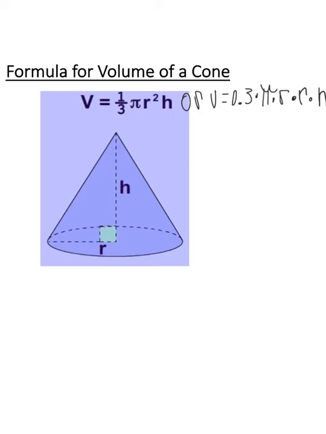All right, here's the formula for volume of a cone. It is volume equals 1/3 pi r squared times h, or you can use this version. I think it's easier for your calculator. You should be writing this down, which is volume equals 0.3 times pi times r times r times h. So please write this down.